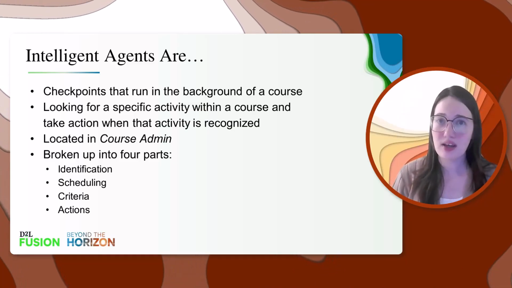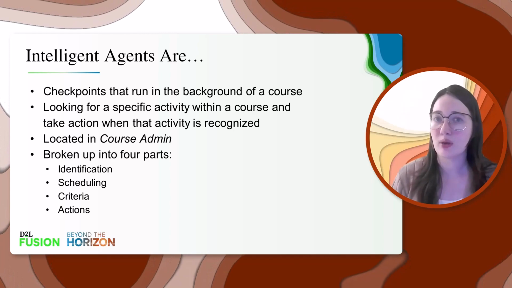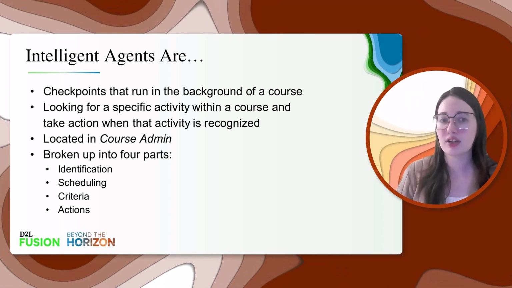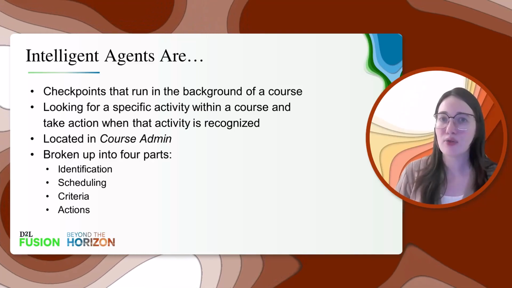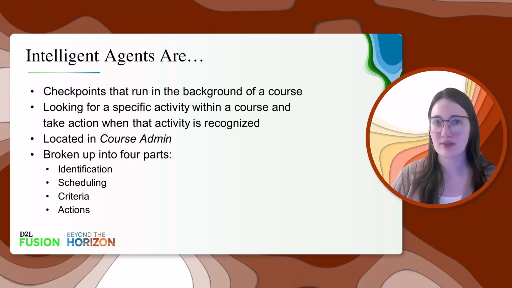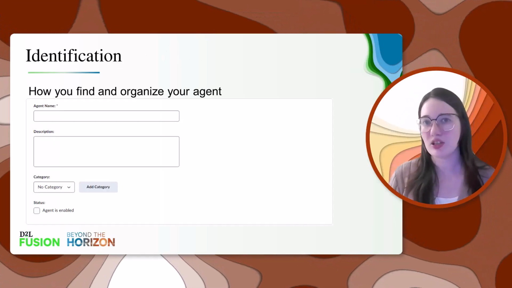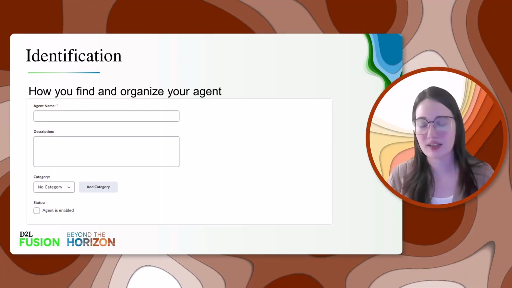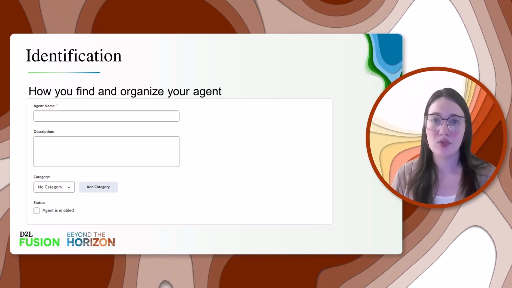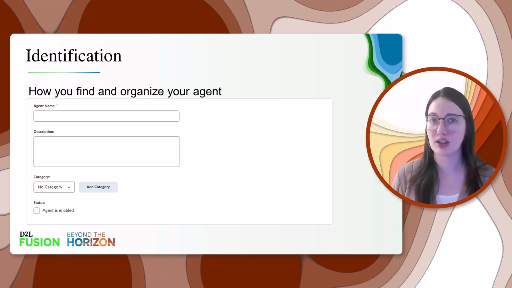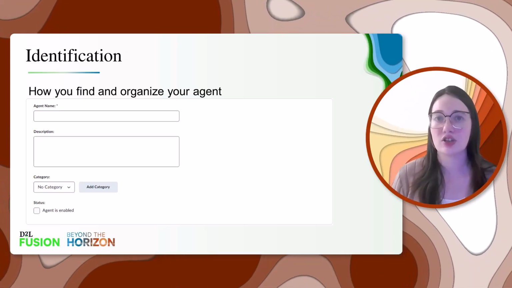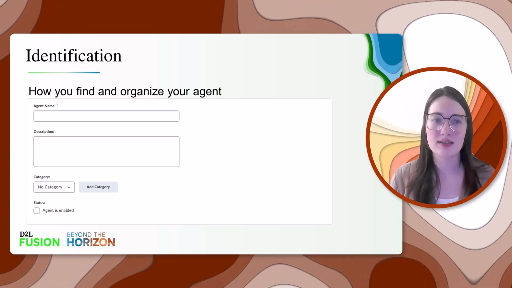And when you go to create a new intelligent agent, you'll notice that it's broken up into 4 parts: identification, scheduling, criteria, and actions. And we're going to go through each of these 4 in detail, starting with identification. Identification is the information you need to find and organize your intelligent agent. You'll need a name. You have the option to put in a description. I recommend putting in a short snippet about what this intelligent agent does, what its purpose is.